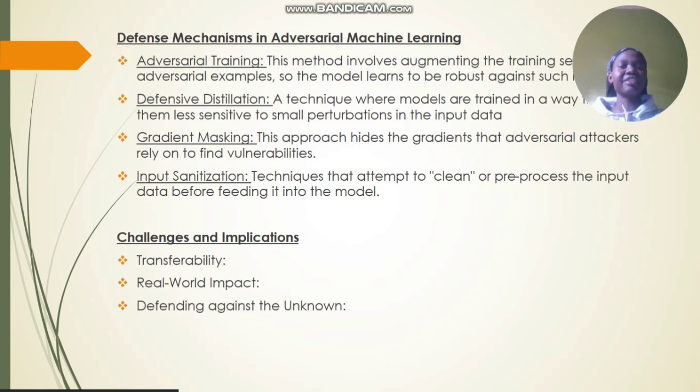So defense mechanisms in AML include adversary training, defensive distillation, gradient masking, and input sanitation. Then the challenges and implementations include transparency, real-world impact, and defending against the unknown.